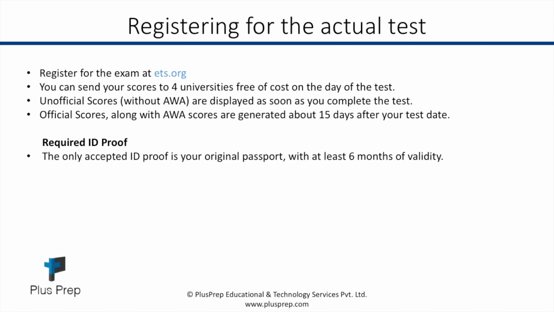The GRE also has a feature called the Score Select option, where after you finish the test, you could log into your registered portal after your official scores are out, and, assuming that you've taken the GRE multiple times, select which of the scores you want to send to which university. So you can tailor your application and score reporting process.